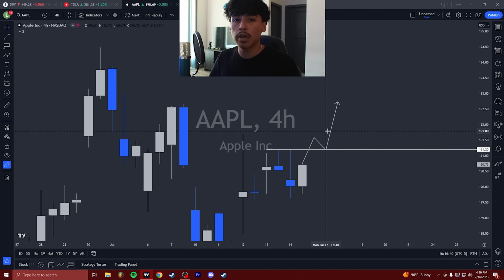And then boom, right? So it's super simple. It's nothing serious, I promise you. But this is how you use time frames. Just keep in mind that the higher the time frame, the stronger the level.